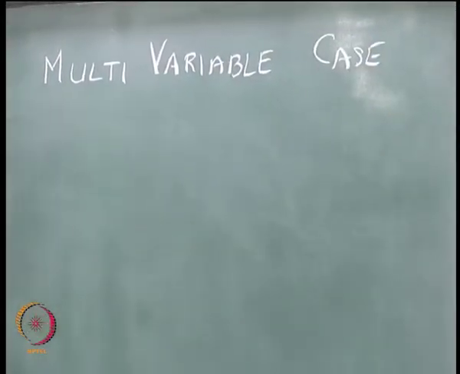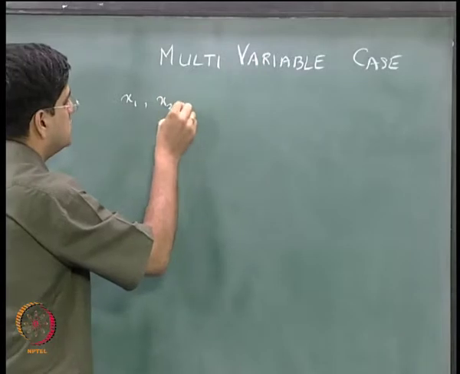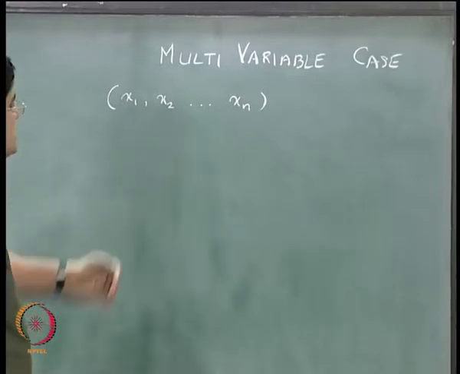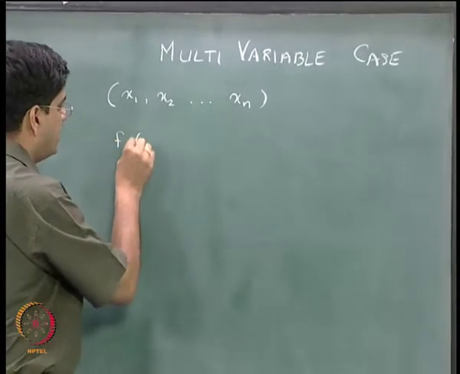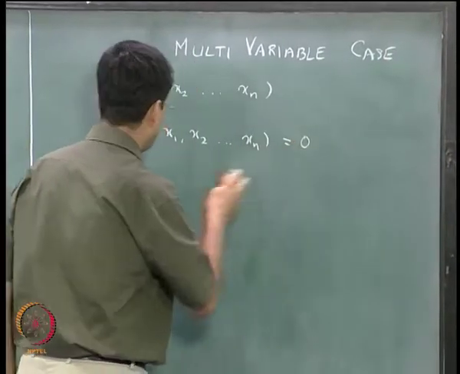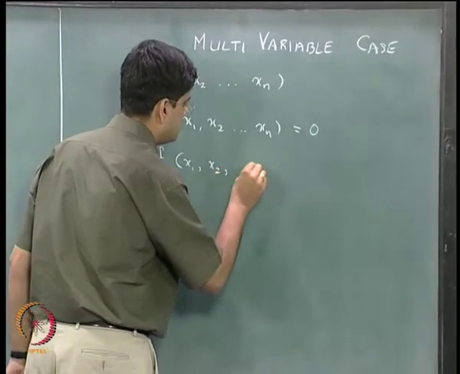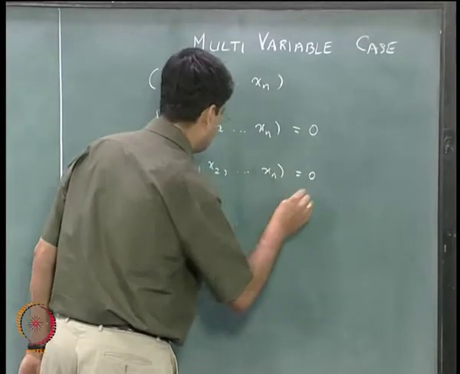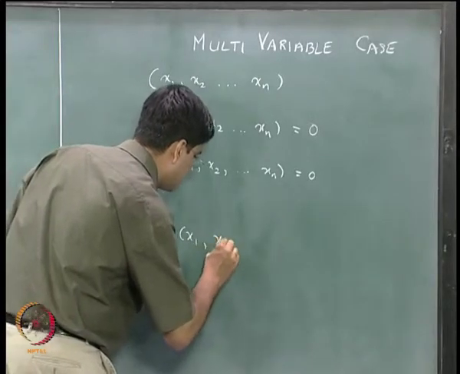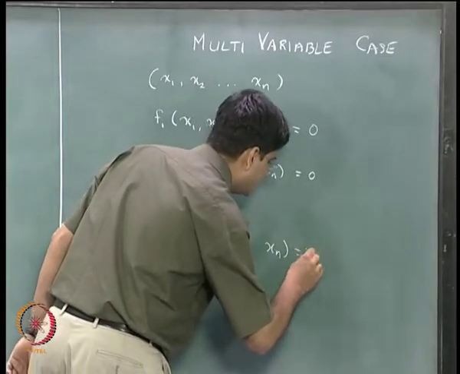So, let us say we have, instead of a single variable x, we have n variables x1, x2 and so on up to xn, and these variables satisfy a set of equations which is f1 of x1, x2 and so on up to xn equal to 0, f2 of x1, x2 up to xn equal to 0 and so on until fn of x1, x2 up to xn equal to 0.